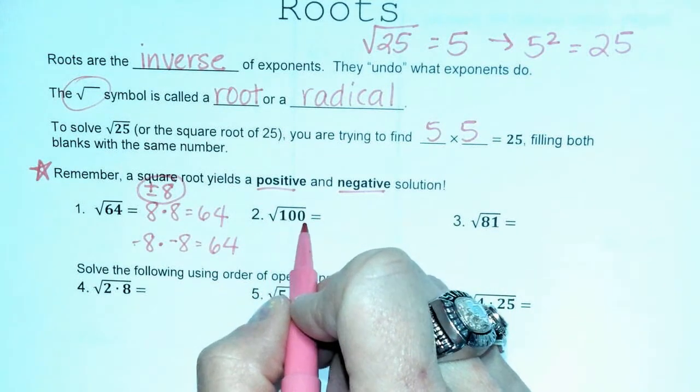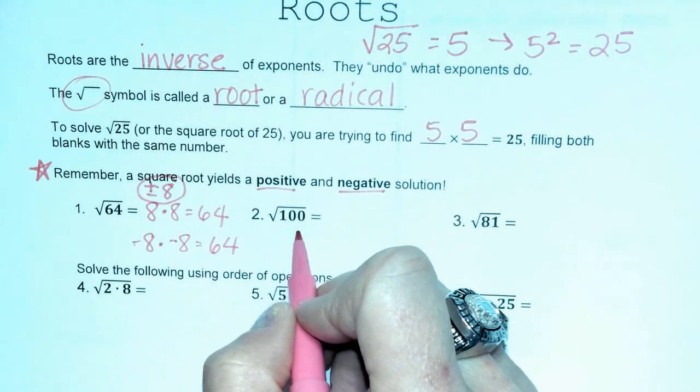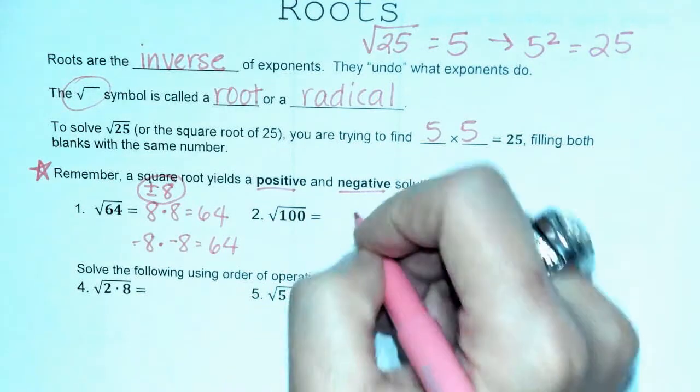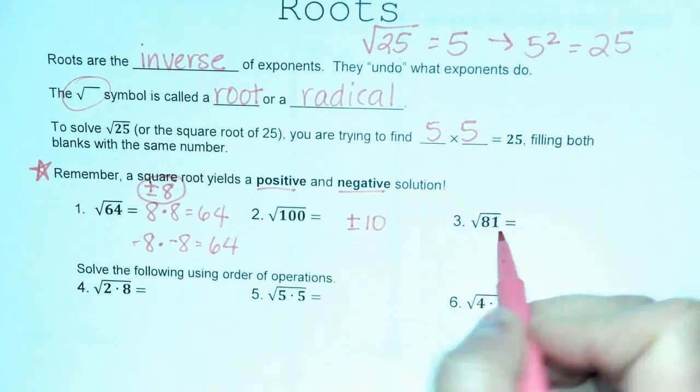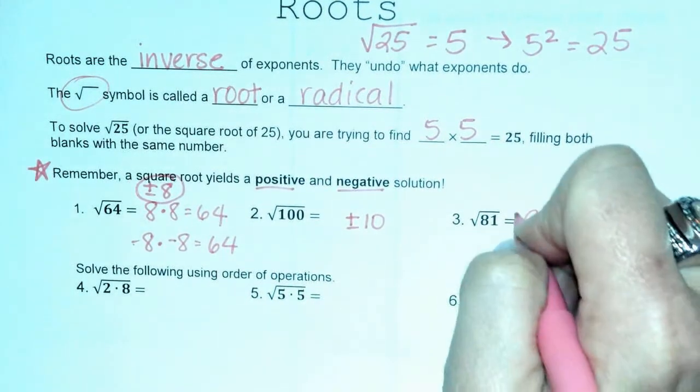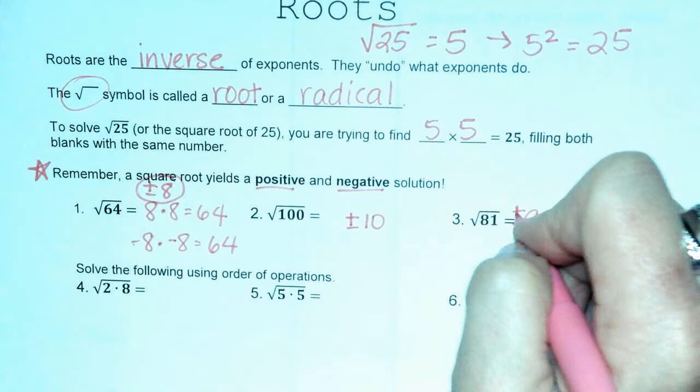Now, 100. What number times itself equals 100? 10. Plus or minus 10. What number times itself equals 81? 9. Plus or minus 9.